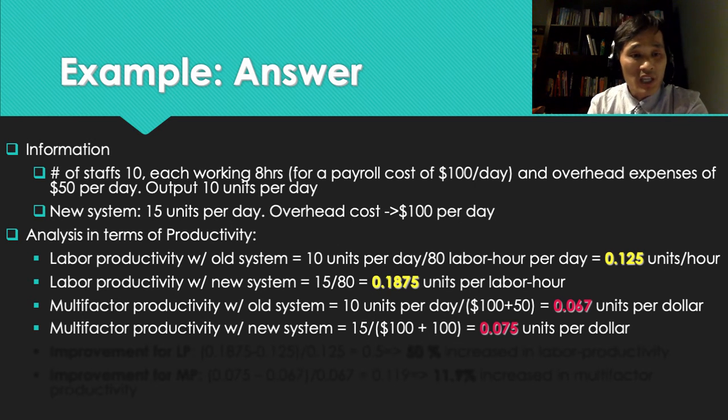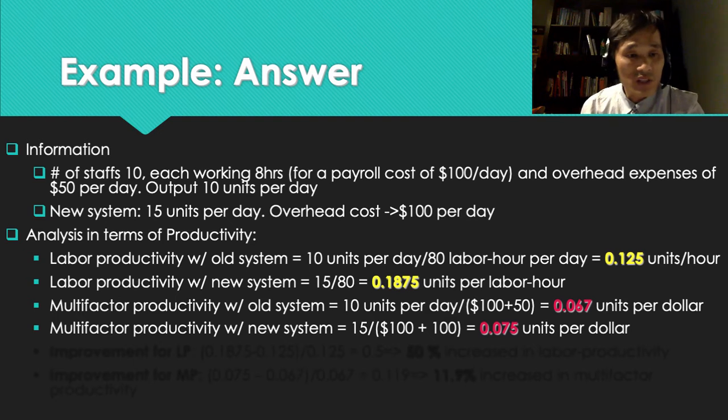But let us first calculate multi-factor productivity with the old system. We know that the output was 10 units per day with the old system, and we also know that the payroll cost was $100 per day, plus the overhead expenses of $50. So $100 plus 50 is 150. Therefore, 10 divided by 150 yields 0.067 units per dollar, right? So that's one multi-factor productivity.